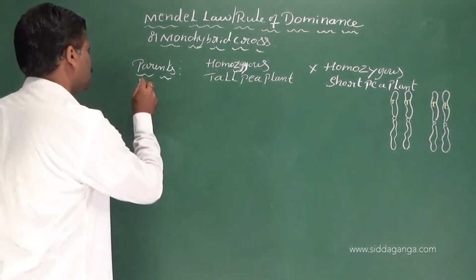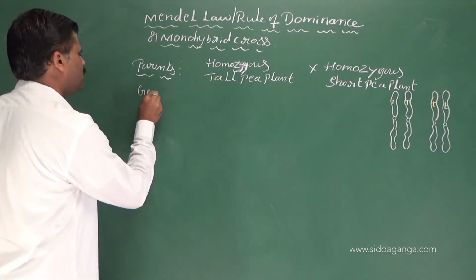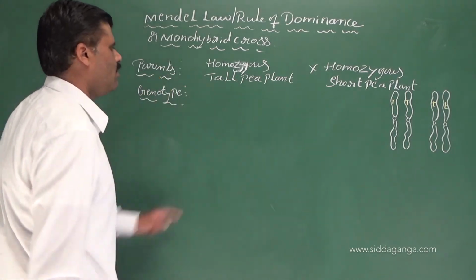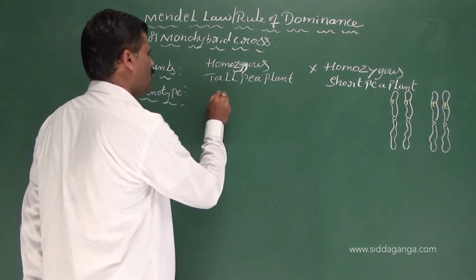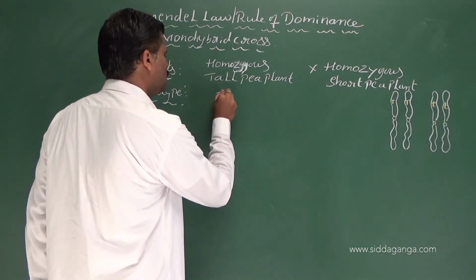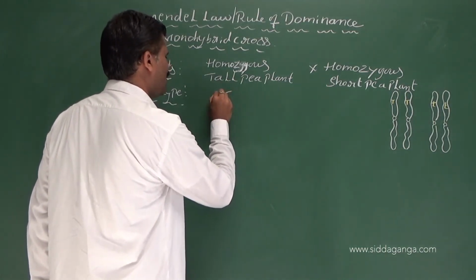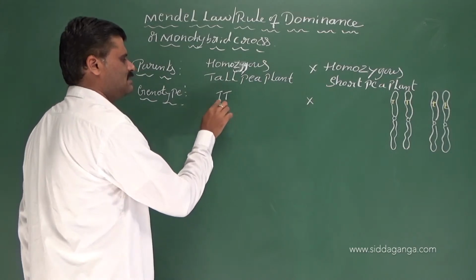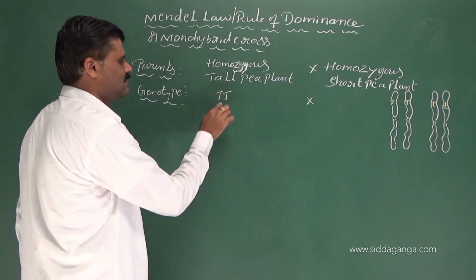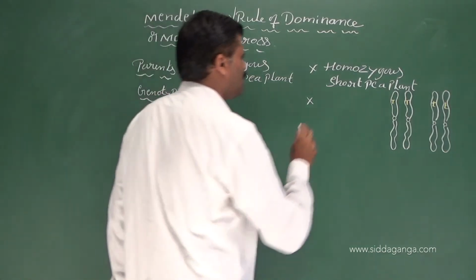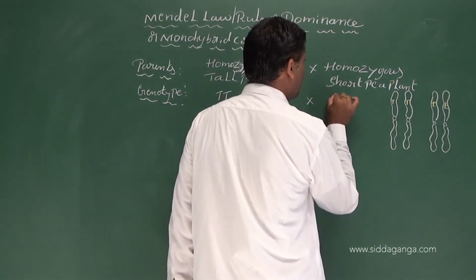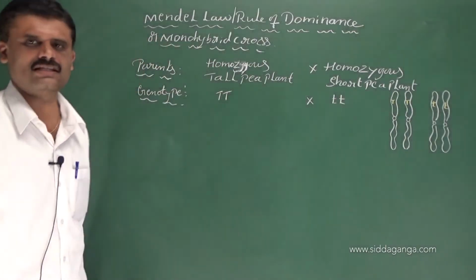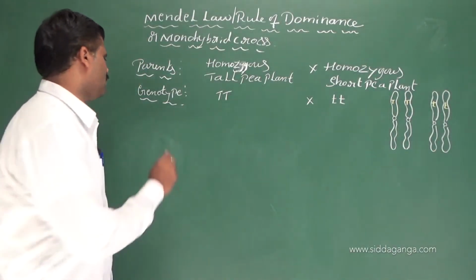Next, the genotype. Genotype of these plants, that is homozygous tall pea plant, contains two genes for character height, that is represented by capital T. Since tall is dominant, hence it is represented by capital T. Whereas homozygous short pea plant is recessive and it is represented in small letters, that is small t and small t. Right?